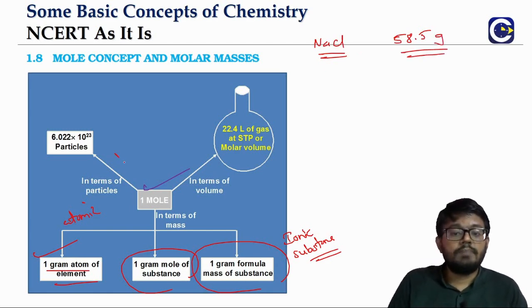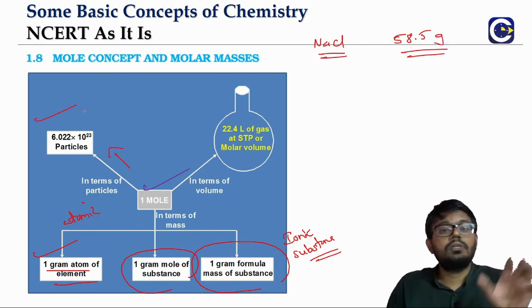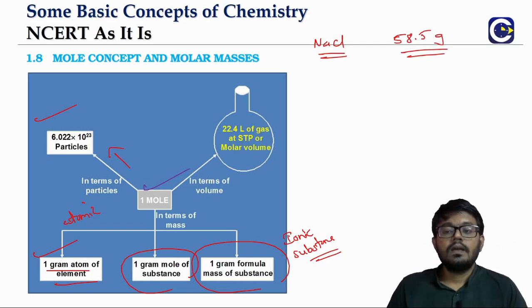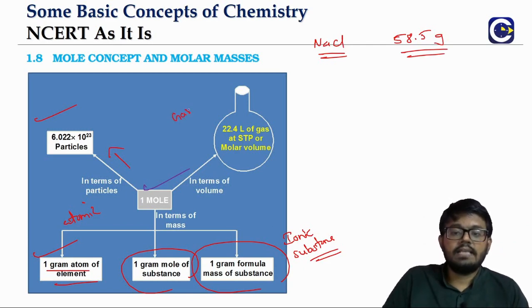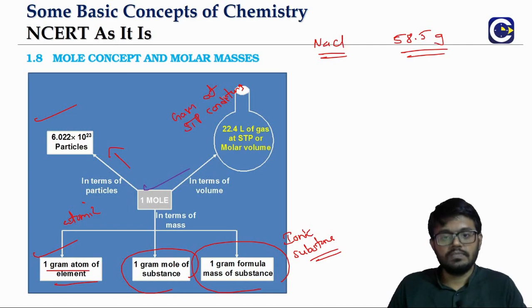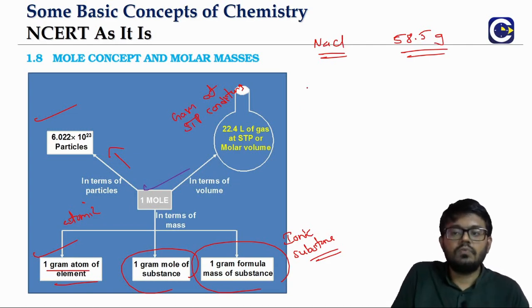1 mole in terms of particles, what is it? 6.022 × 10^23 particles, Avogadro number of particles. Now, if you are referring to gases at what we call STP conditions, standard temperature and pressure conditions, we will talk about it as we go, because we will discuss it in stoichiometry. The volume occupied by 1 mole of a gas is what we will be referring to as the molar volume.